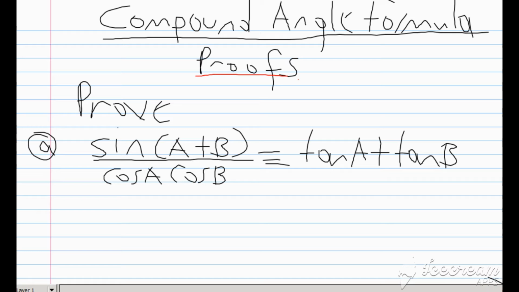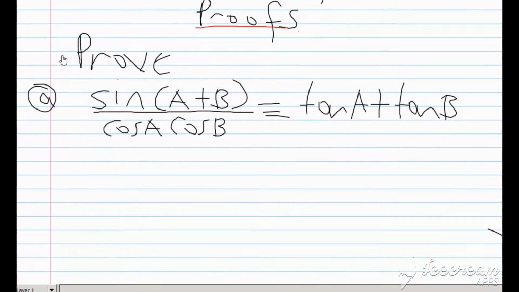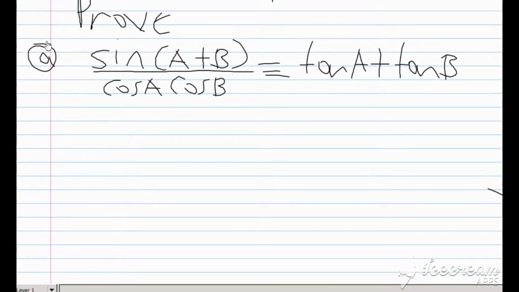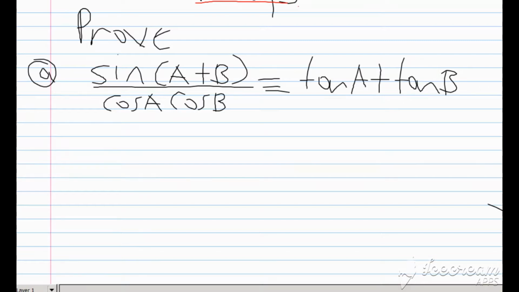Hello guys, we're going to be looking at constructing a few proofs using the compound angle formula. As you can see here, we have our first question, which is question A. Now, the first step is to decide which side I'm going to take, and once I've decided that, I'm going to have to write a statement. So looking at this, we could probably go with the left-hand side.